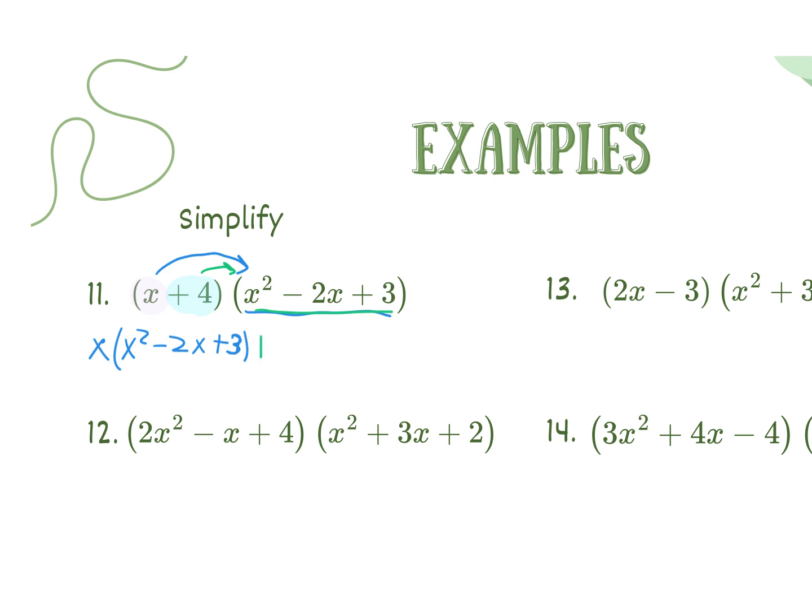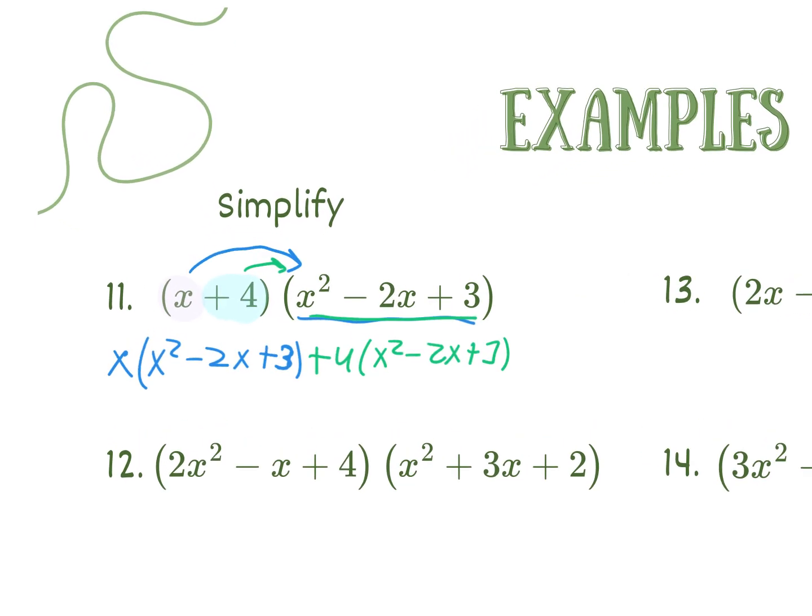And then that plus 4 distributing to the whole thing is going to get you a plus 4 times x squared minus 2x plus 3. All right, so in blue I'm going to distribute everything here. So then I end up with an x to the third minus 2x squared plus 3x. And then that plus 4 I'm going to distribute, and that's going to get me a 4x squared minus 8x plus 12.